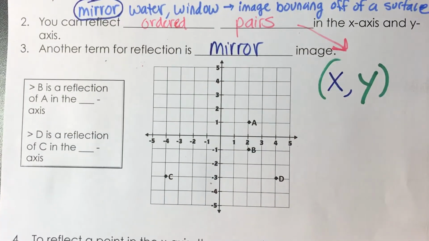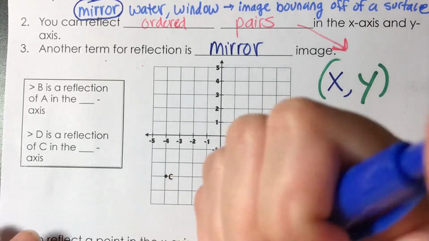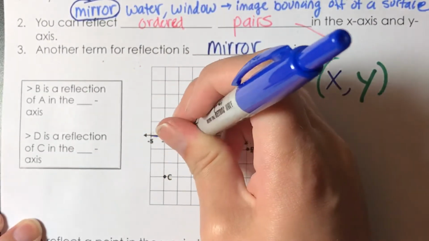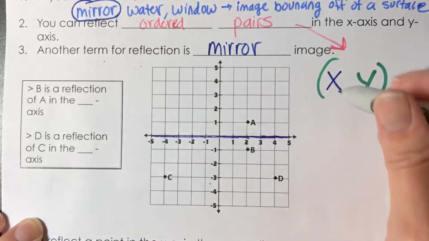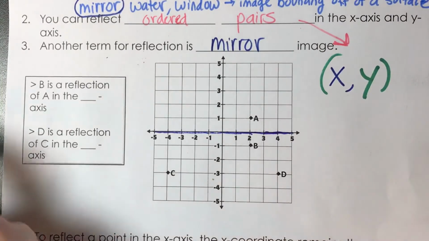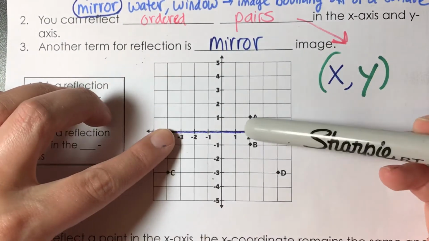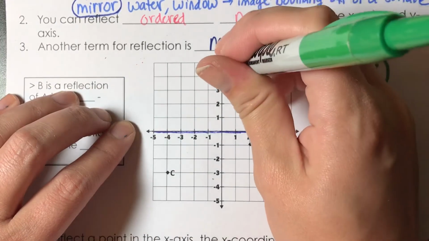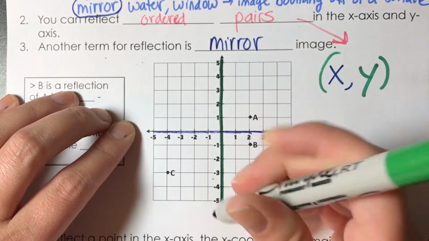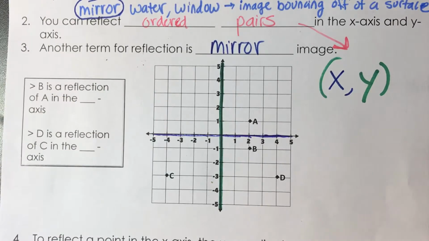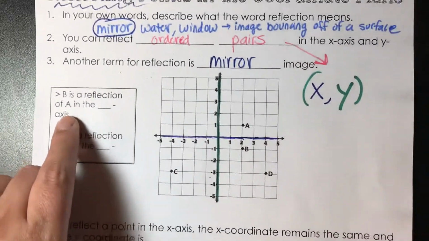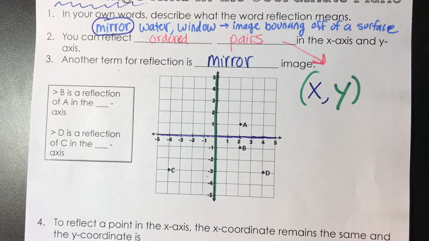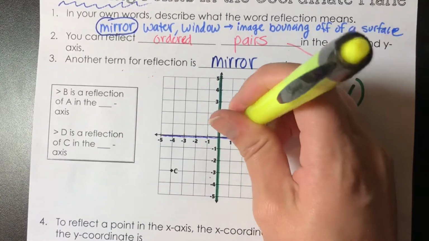So, we're going to talk about reflections on the x-axis. Kind of hard to see, but I'm drawing in blue, so it's color-coded with our notes. We'll see what's reflecting off of the x-axis, and then we'll see what's reflecting off of our y-axis. I'm going to use green to color code with our notes. So let's look at the first one. It says B is a reflection of A in what axis? Well, let's find it. Here's B, and here's A.